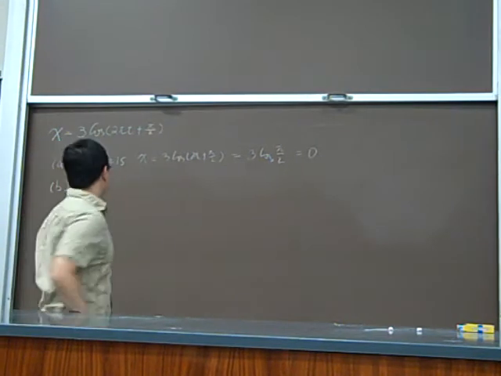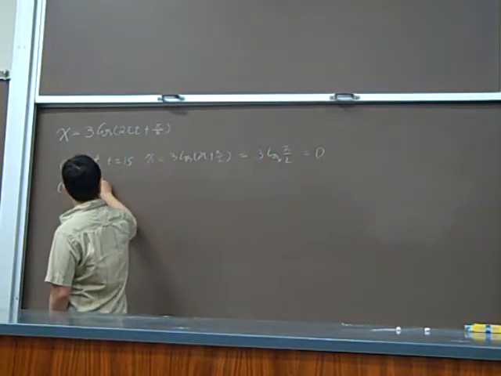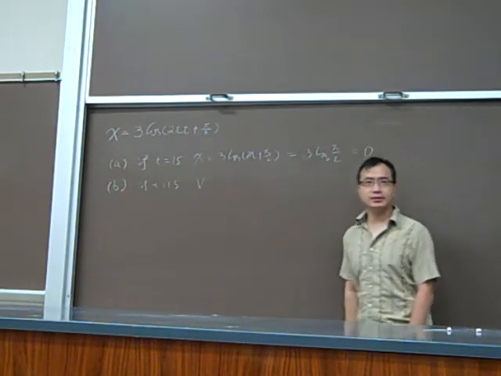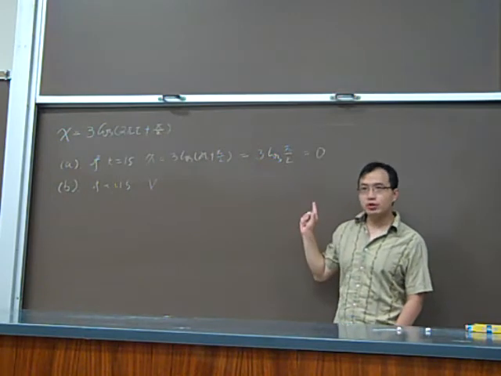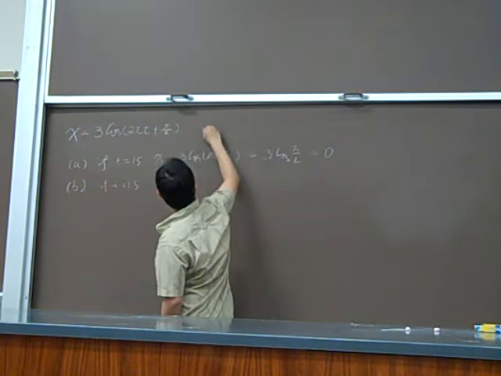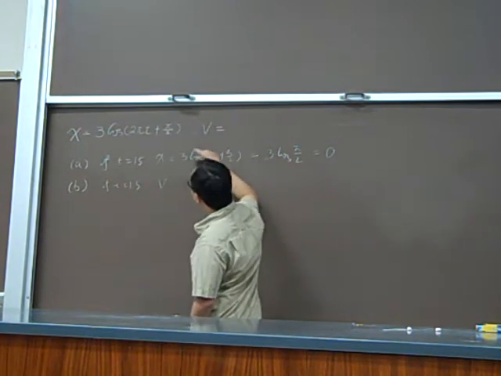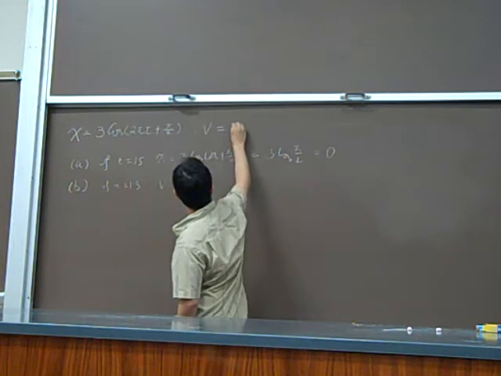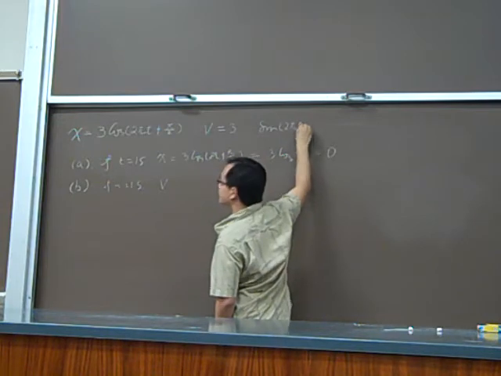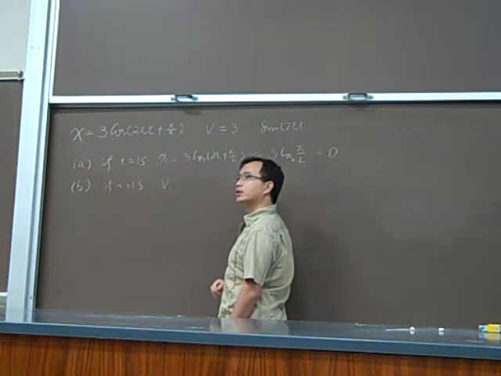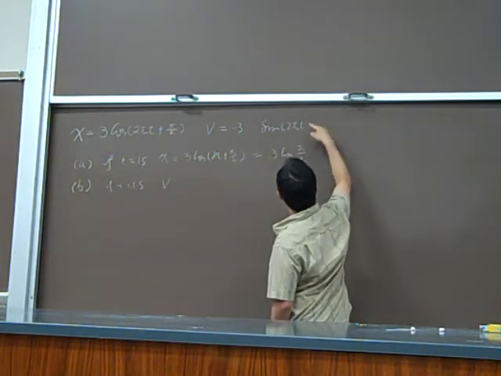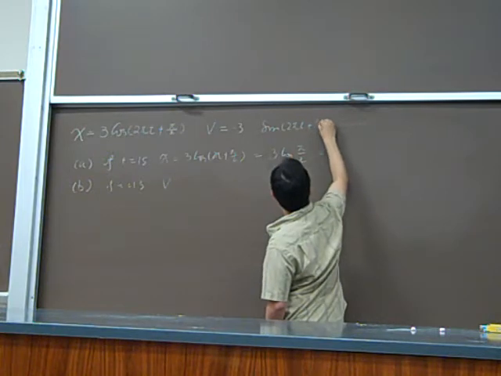B, velocity. So, if t equals 1 second, what is the velocity? How can you calculate velocity here? First, you need to find the velocity function by taking the derivative of this one. So if you take the derivative, v should be 3 sine of 2 pi t. Do you have a negative sign? Yes, so negative 3 sine of 2 pi t plus half pi.